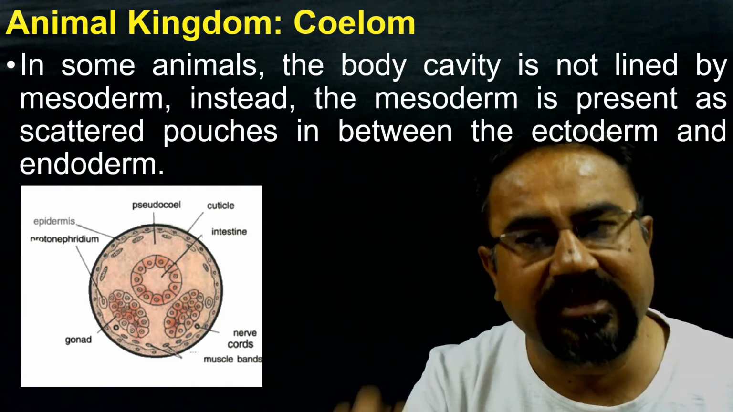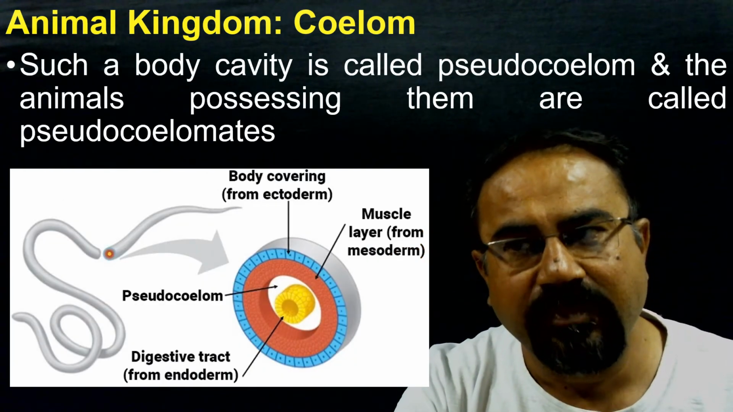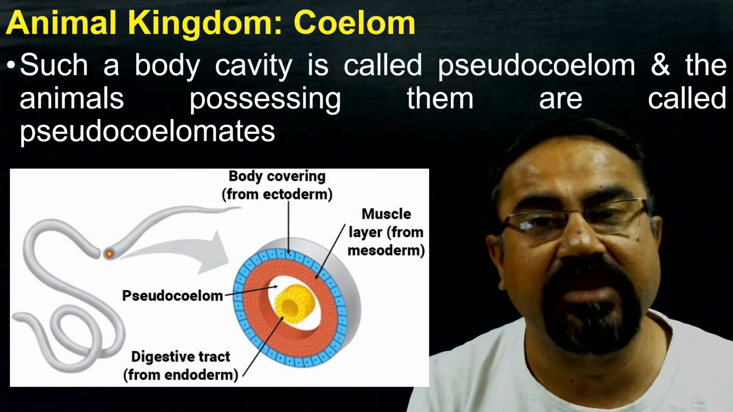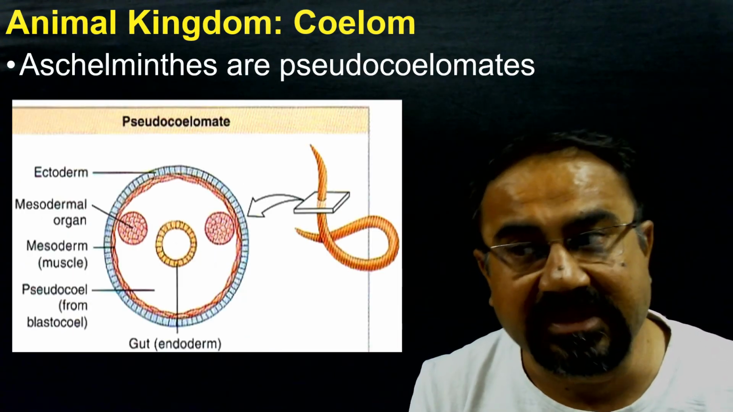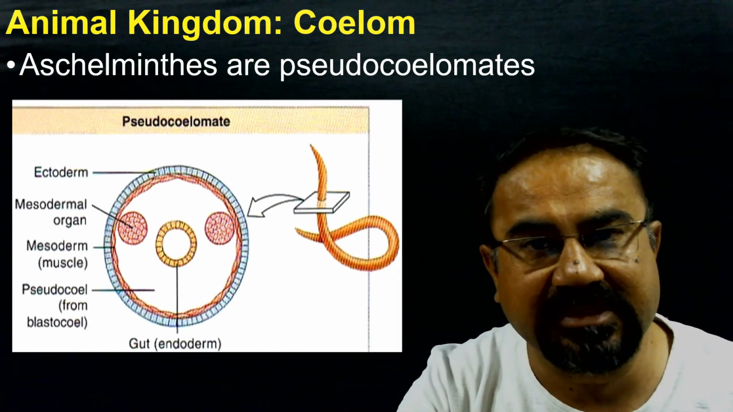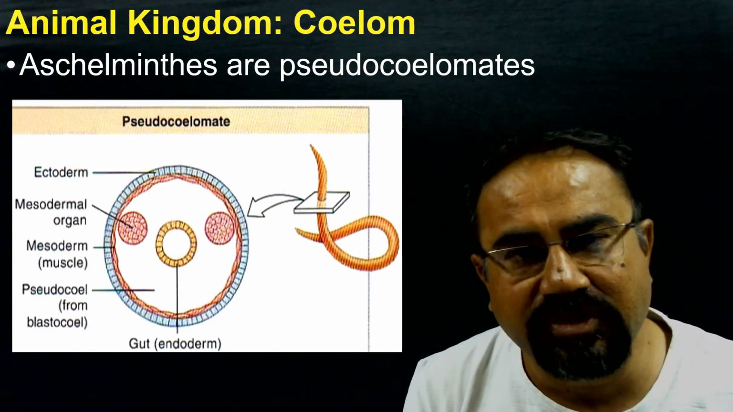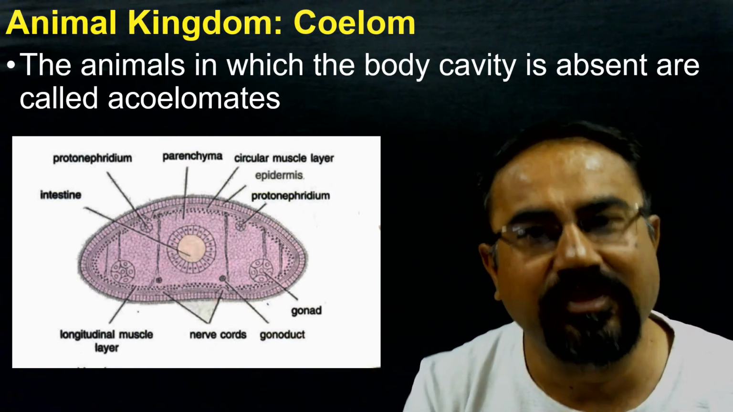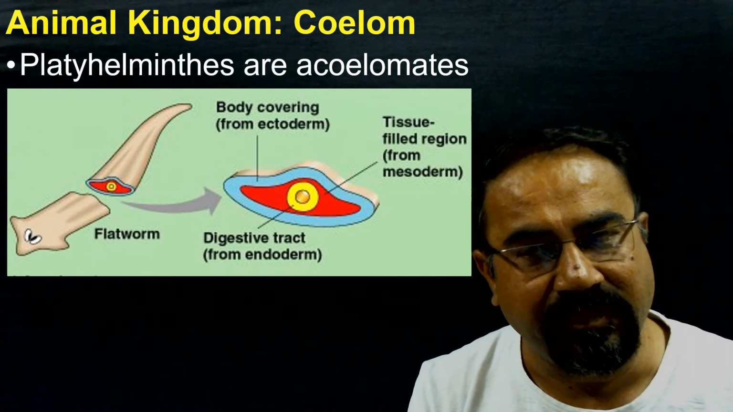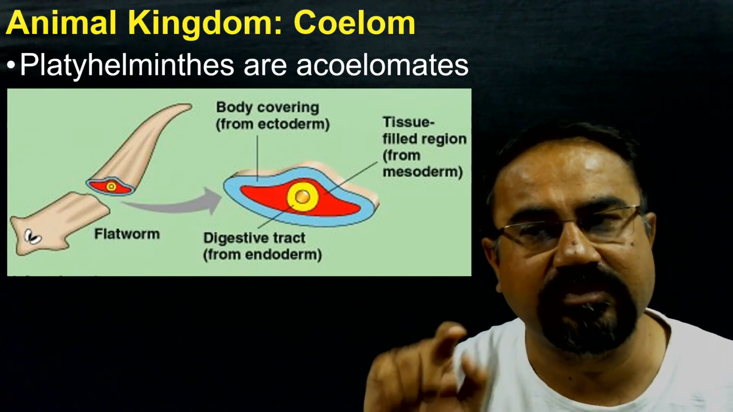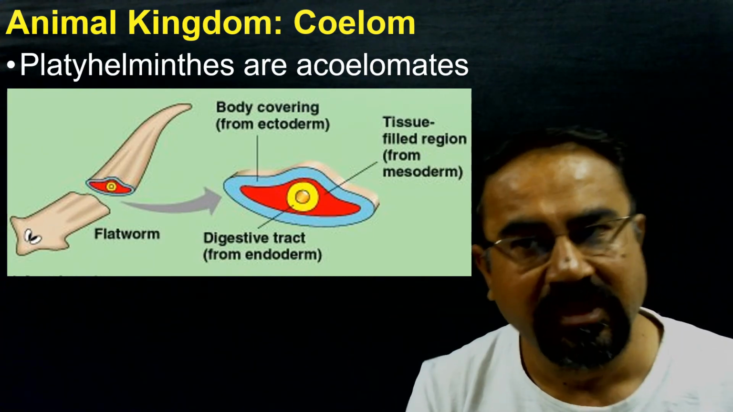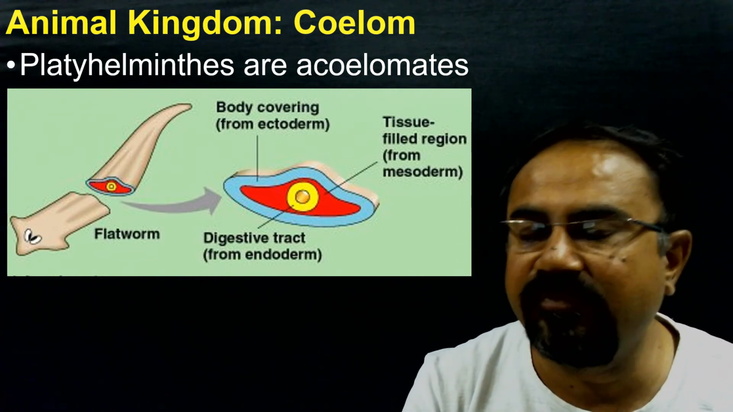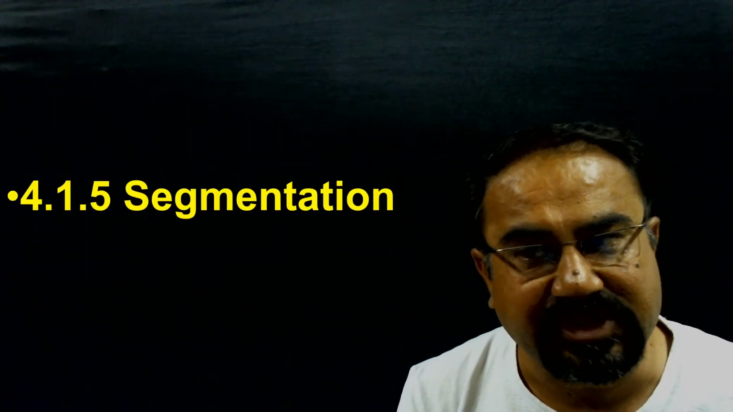So that one is not exactly coelom, but we can say it is pseudocoelom, and the pseudocoelom-containing animals are known as pseudocoelomates. Aschelminthes in our syllabus belongs to the pseudocoelomates. The next one we call acoelomate, because there is no presence of coelom, and Platyhelminthes belong to the acoelomates. So the presence or absence of coelom or pseudocoelom is a very important part of classification.